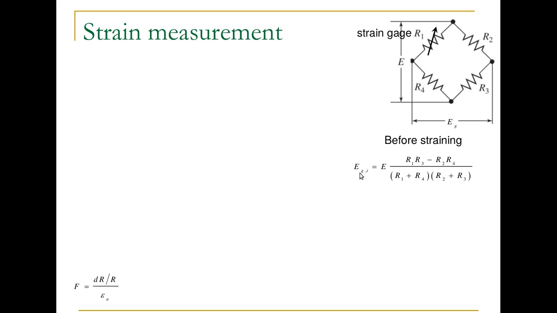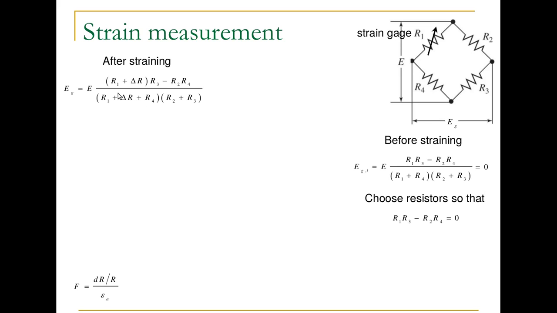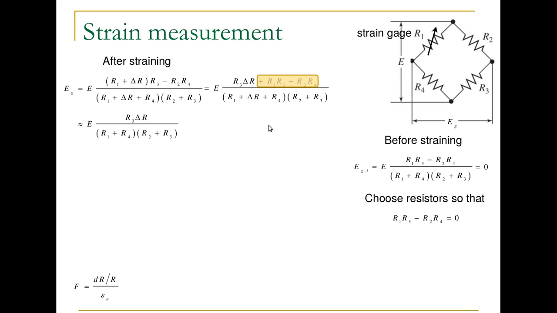And the gauge value before straining is given by this equation. We want to set up our Wheatstone bridge so that it's initially balanced. So the numerator here equals 0. And then here is this expression after straining. So R1 has changed to R1 plus delta R. Now we're going to expand that term and then get rid of this difference here because it's equal to 0 if our bridge was initially balanced. And also this change in resistance is small compared to all these other ones, so we'll get rid of that. Now our measured voltage is approximately equal to this term.